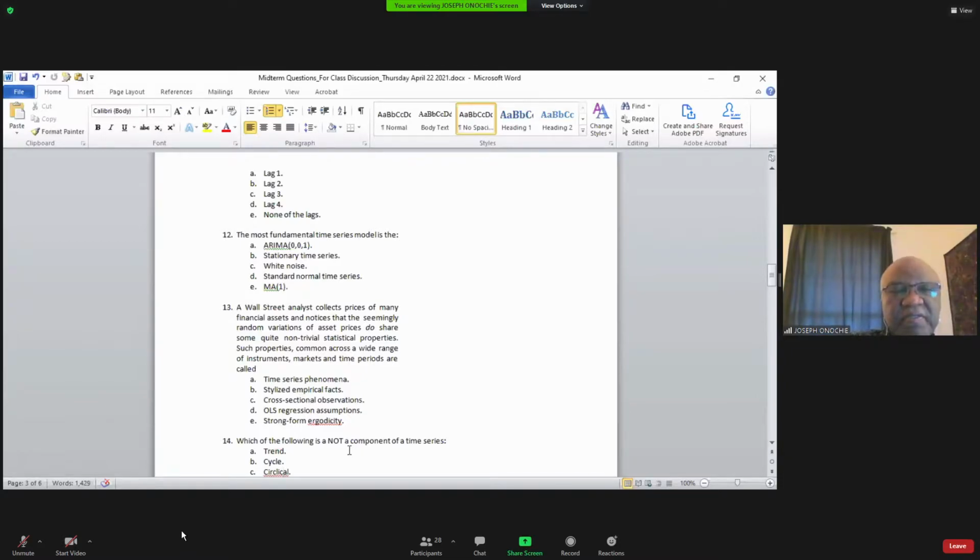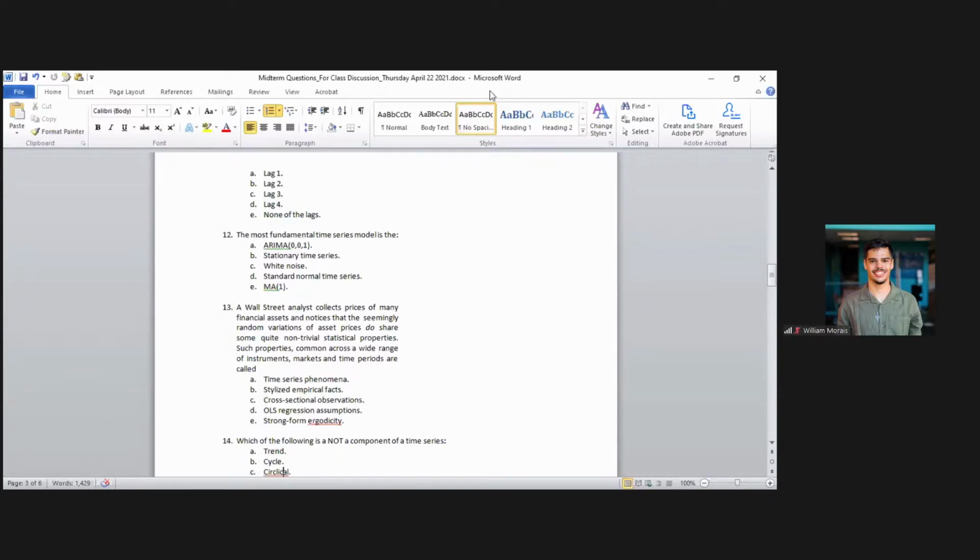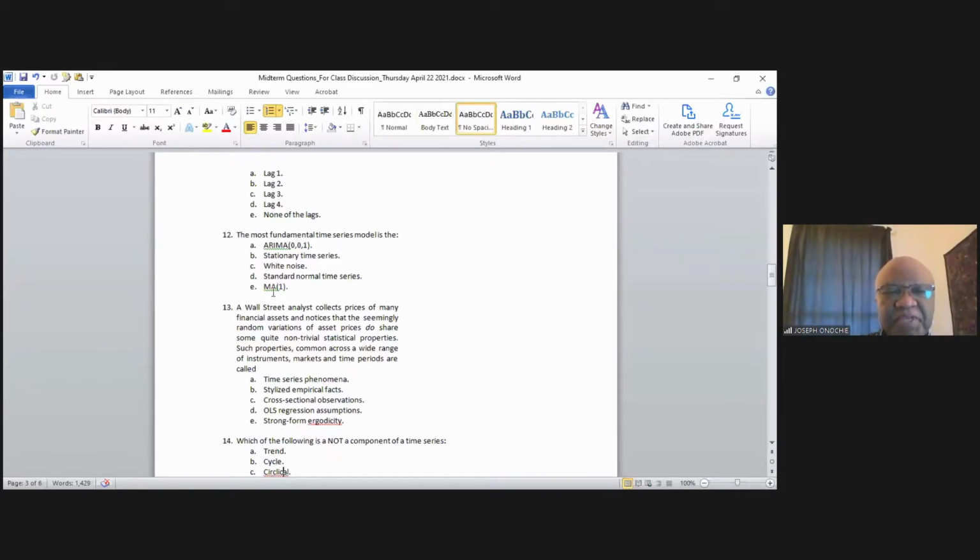How about number 13? The Wall Street analysts collect financial asset prices and notice that the seemingly random variations do share some common properties. So it's B, right? That's the definition of stylized facts. Yep. Okay. So number 13, the answer is B, because that's the straight definition of stylized facts. There are properties that are common. I think in class I used the example, if I come from Mars and I ask, what is common among Americans, what is common among Chinese, what is common among Nigerians, we're looking for commonalities.